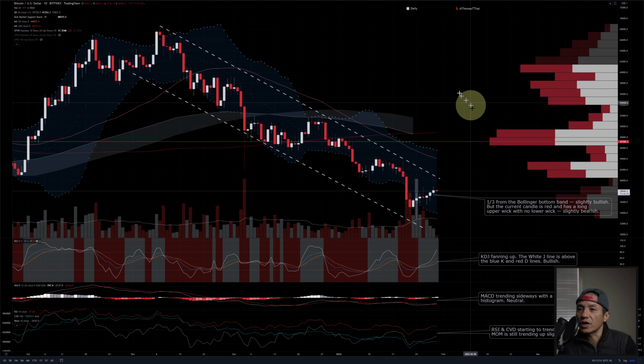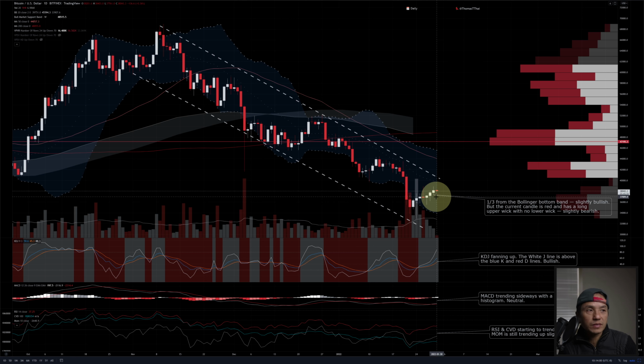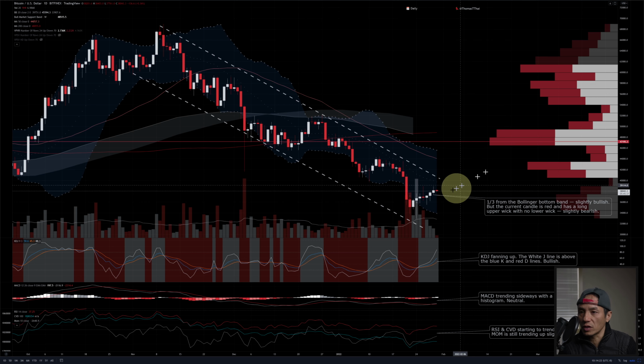On the daily chart, it's still within this descending channel. The last time we visited this candle where the arrow is pointing, let's read what it says: one third from the Bollinger bottom. Again, here's the Bollinger Band, and it's one third from the bottom. That's slightly bullish because it's moving up, and it's still in the descending channel. It's heading towards the resistance line of this channel. If it breaks through that, it's very bullish, but if it bounces against it and goes back down, that's bearish.